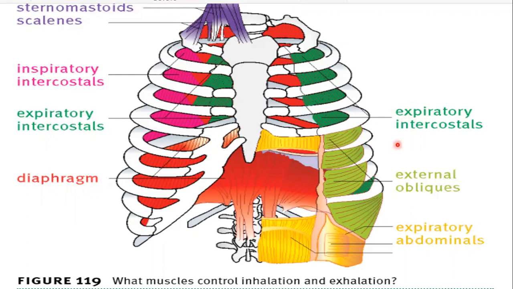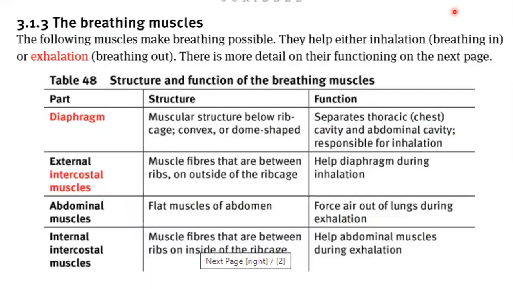Both sides. And then you have the external obliques. External obliques, they're further down from the rib cage there. Then you have the expiratory abdominals. They're by the abdominal area, but the upper abdomen, you know we have the lower abdomen and upper abdomen. These ones are there by the upper abdomen part of your body. They are expiratory abdominals. These breathing muscles make breathing possible. So breathing wouldn't be possible without these muscles as well.